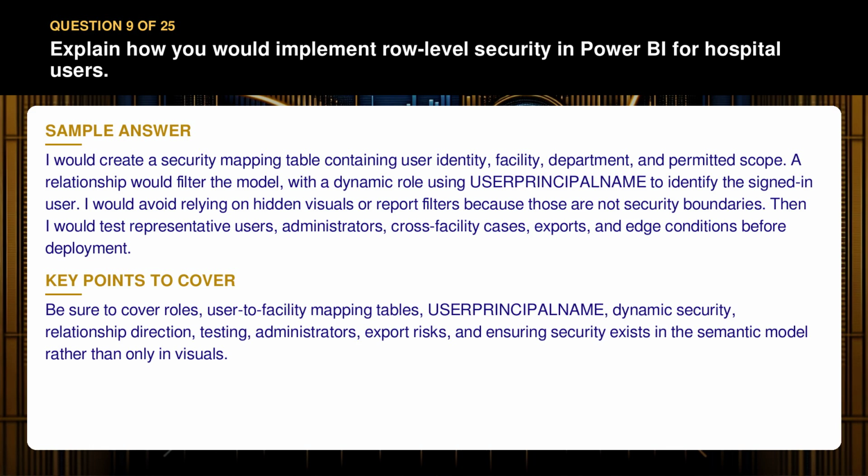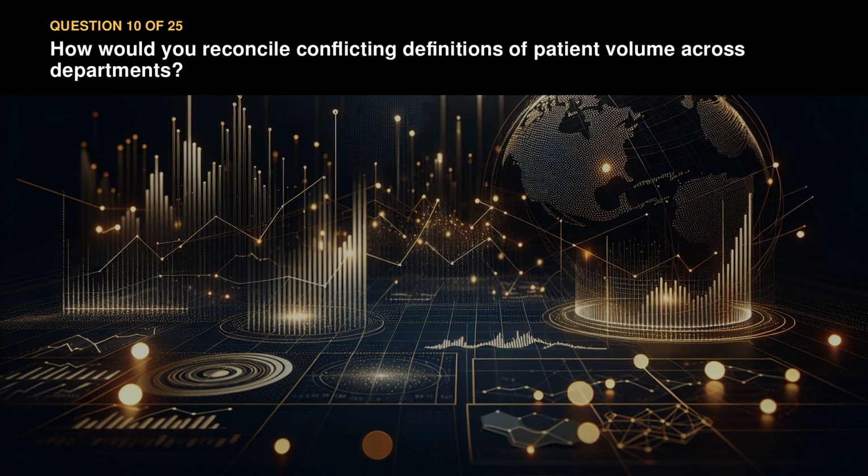Be sure to cover roles, user-to-facility mapping tables, USERPRINCIPALNAME, dynamic security, relationship direction, testing, administrators, export risks, and ensuring security exists in the semantic model rather than only in visuals. Question 10. How would you reconcile conflicting definitions of patient volume across departments?